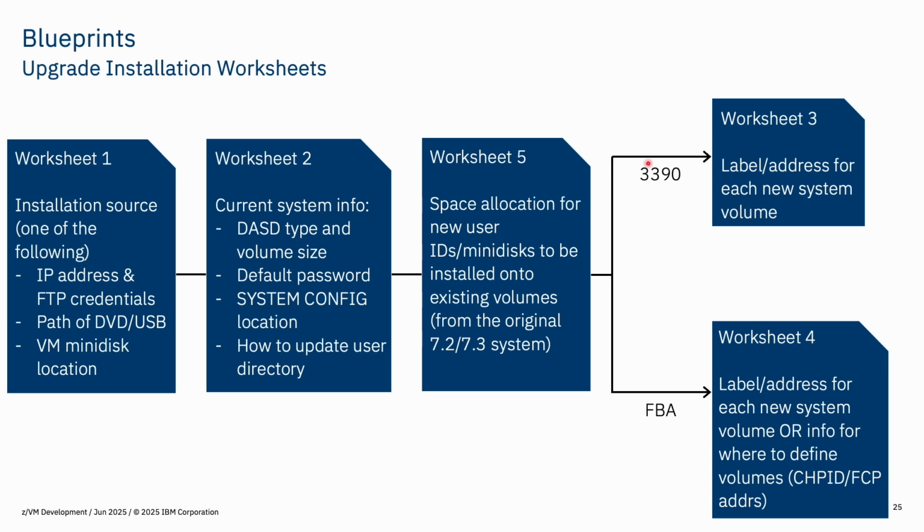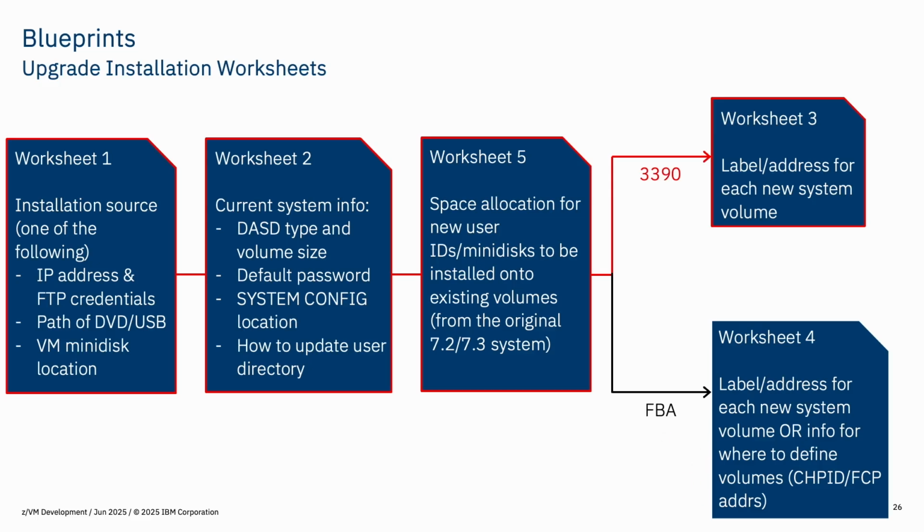Then, this is where things split based off where we'll be installing that new work system. So in our example, we'll be installing that new work system to 3390 DASD. So we'll need to know the label and the address for each volume there. Again, if we were installing to FBA, then we might need to know where to define those volumes if they're not defined already.